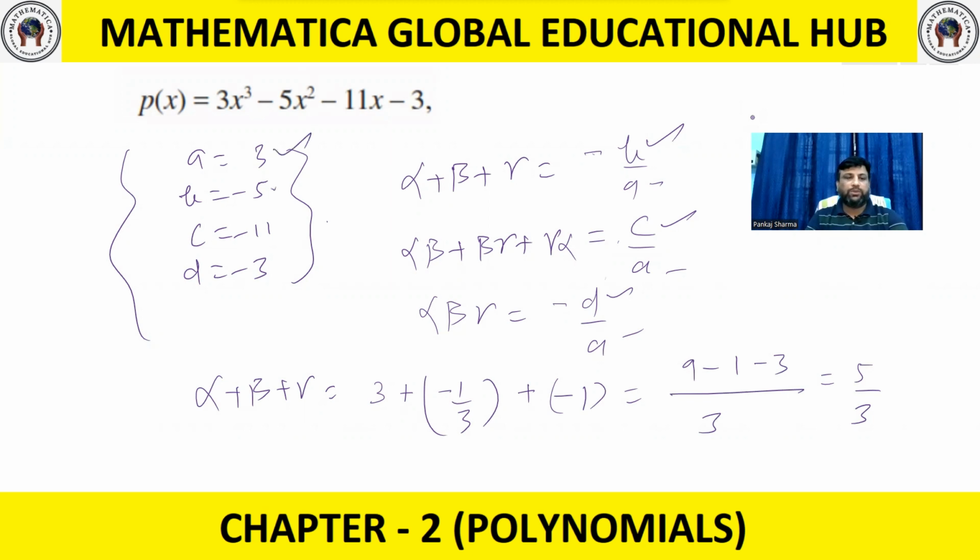The coefficient of x cube is a and b is minus 5. So we can say that it is minus b divided by a. Similarly, we can say that alpha beta plus beta gamma plus gamma alpha. I think everybody is understanding. Here we are taking alpha as 3, beta as minus 1 by 3 and gamma as minus 1. In any order we can take, that will work out.